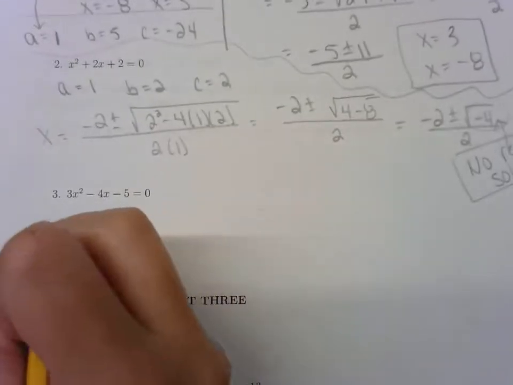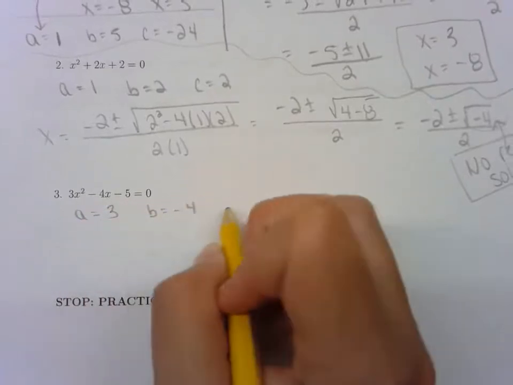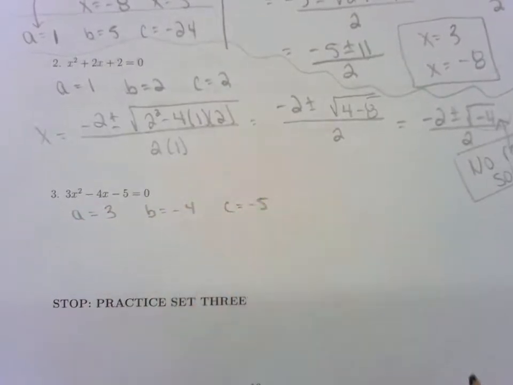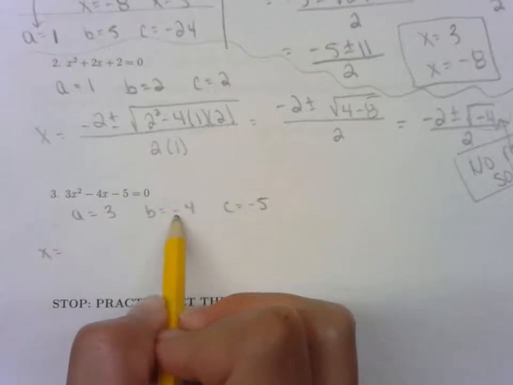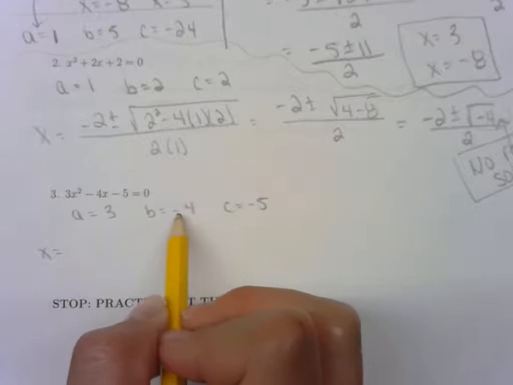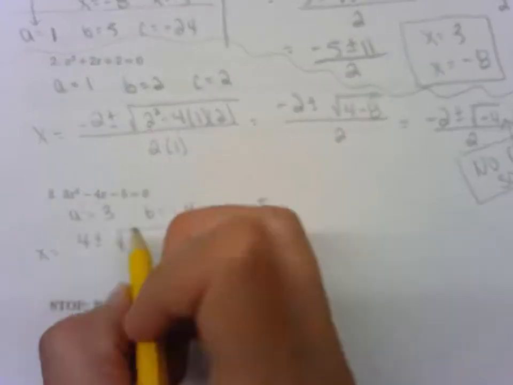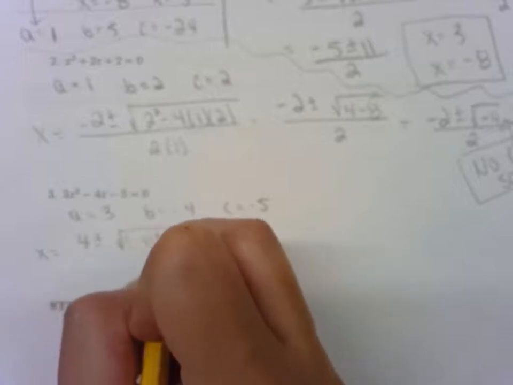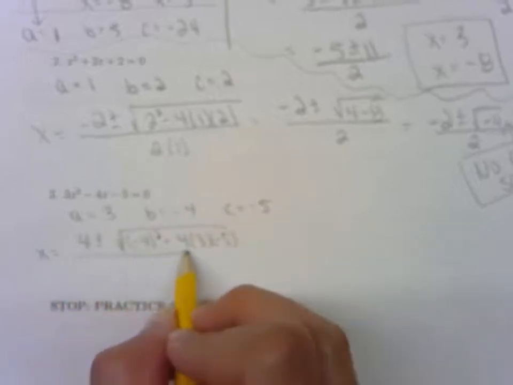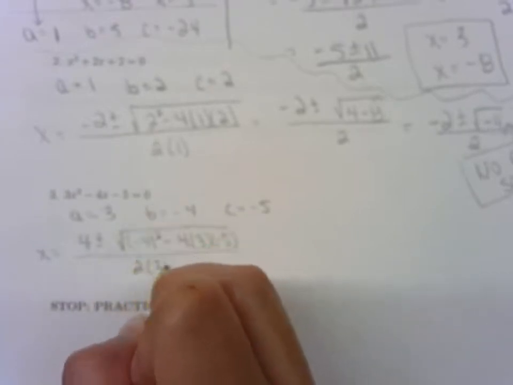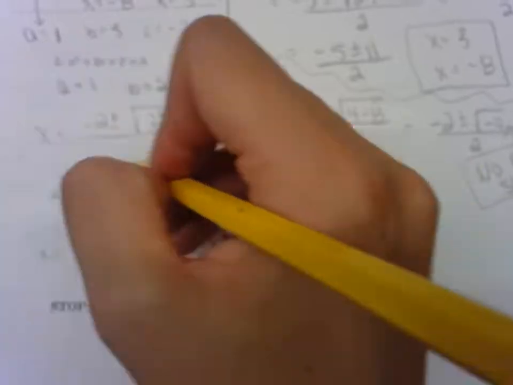Okay, so we're going to have to use the quadratic formula. So we have A is 3, B is negative 4, C is negative 5. So we'll have x equals negative b. Here's negative b here. Okay, so negative of negative 4 would be positive 4, plus or minus the square root of negative 4 squared minus 4 times 3 times negative 5, divided by 2 times 3. Okay, so simplifying, I'm coming up here.